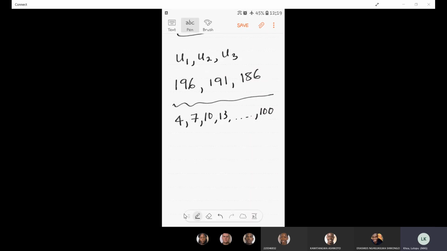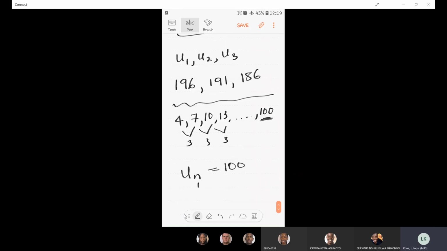Okay, so again you can check, is this arithmetic? 7 minus 4 you get 3, 10 minus 7 you get 3, 13 minus 10 you get 3. So this is indeed an arithmetic progression. So what I need to do is work out how many terms do I have. Now the way I can do it is find the value of n that gives me 100. So I know that the nth term is 100. So I know that Un for some n is equal to 100.